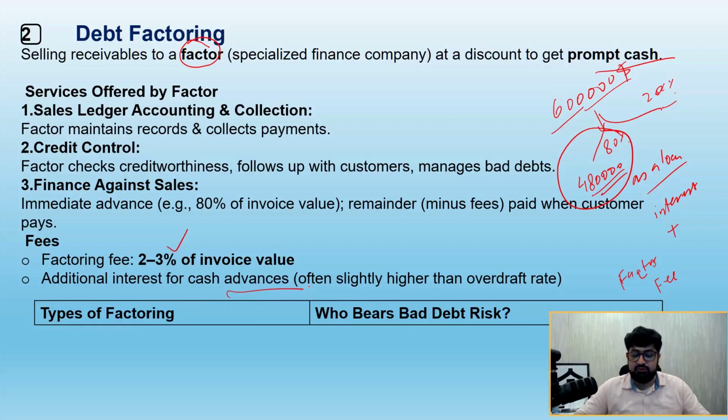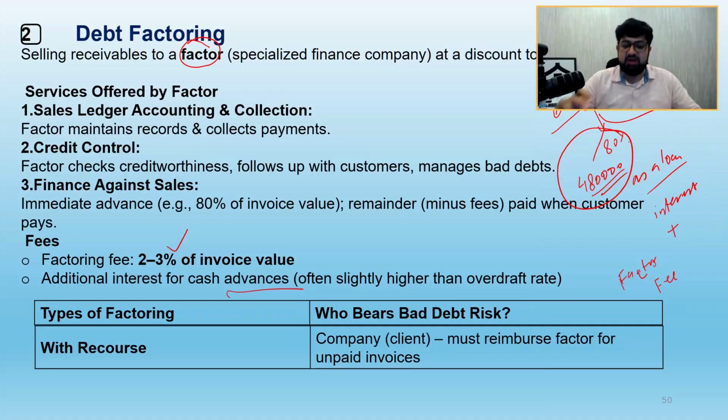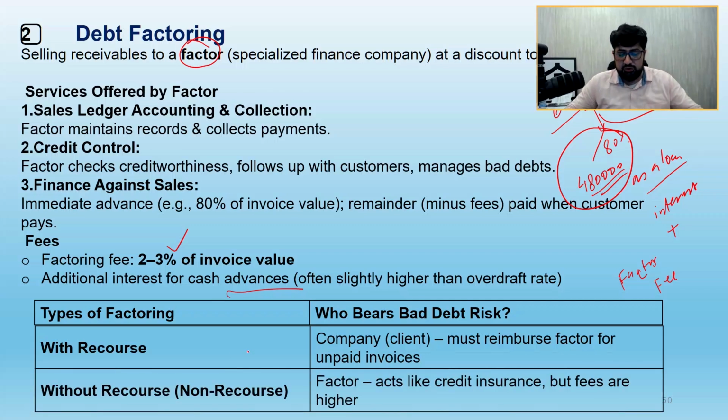And then the types of factoring. There are two types of factoring. One is called with recourse factoring. What is with recourse factoring? And the other is called without recourse factoring. Without recourse is also called non-recourse. The difference is because of bad debt risk. So without recourse, or non-recourse, means there is zero bad debt risk for the company.